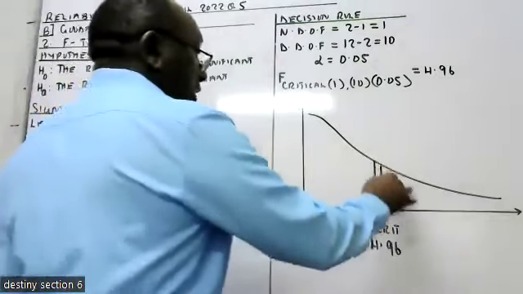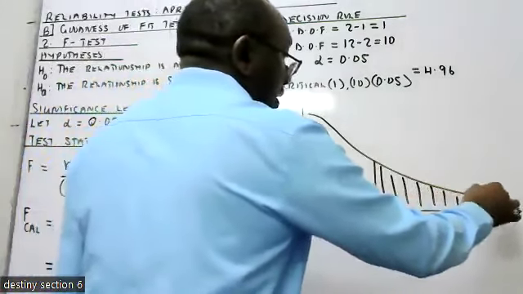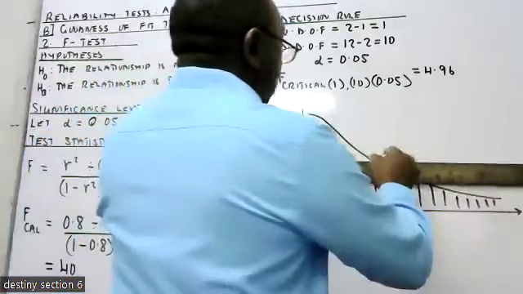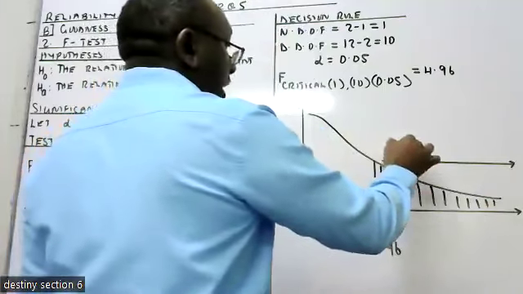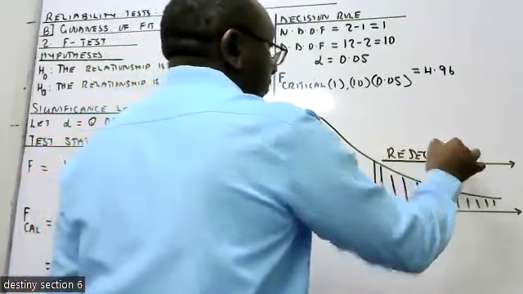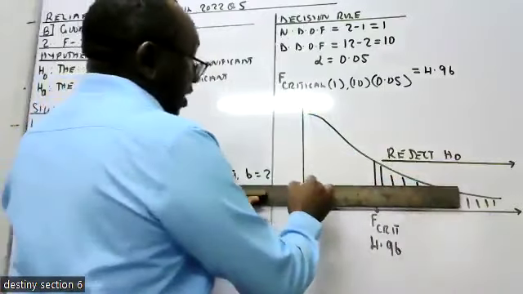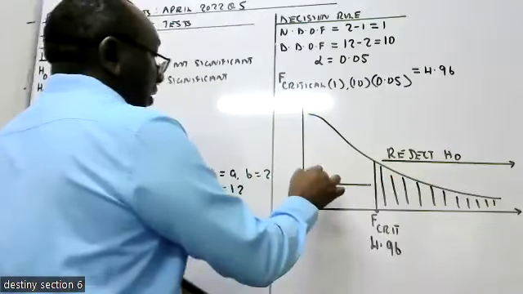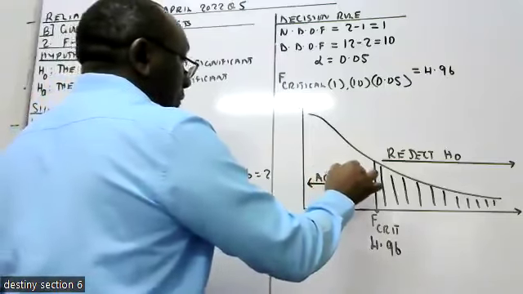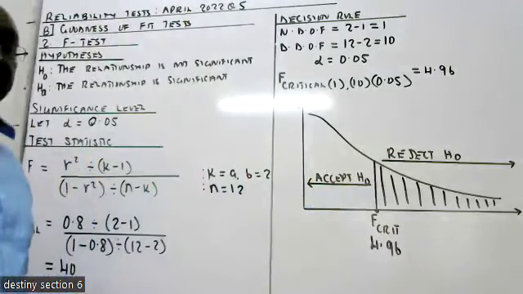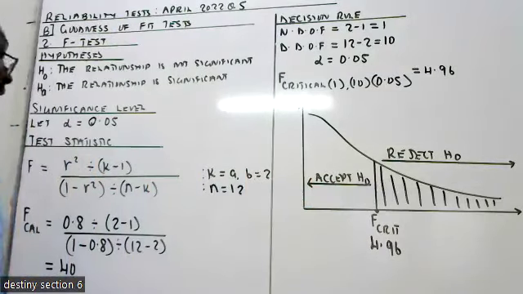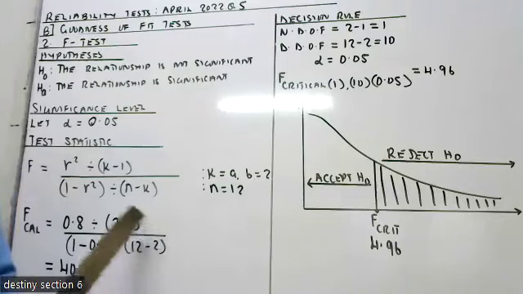Now this region here is the region where we will reject the null hypothesis. And if you find yourself here, we will accept the null hypothesis.